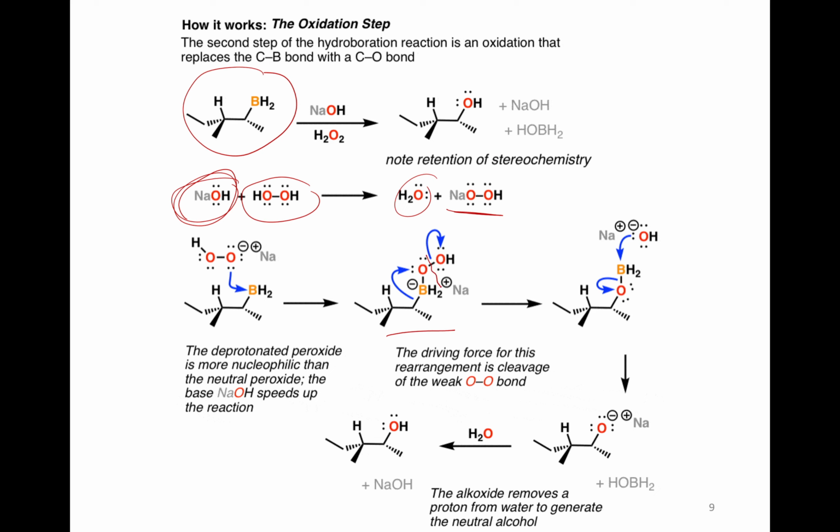This oxygen-oxygen bond cleavage will take place, and this carbon will rearrange onto this oxygen to give the intermediate, which will look like this. Then this free OH minus will attack on boron, and O minus will generate over here. Okay. And then after the workup, it will take up the proton from water to give the corresponding alcohol. So the alkoxide removes the proton from water to generate the neutral alcohol.